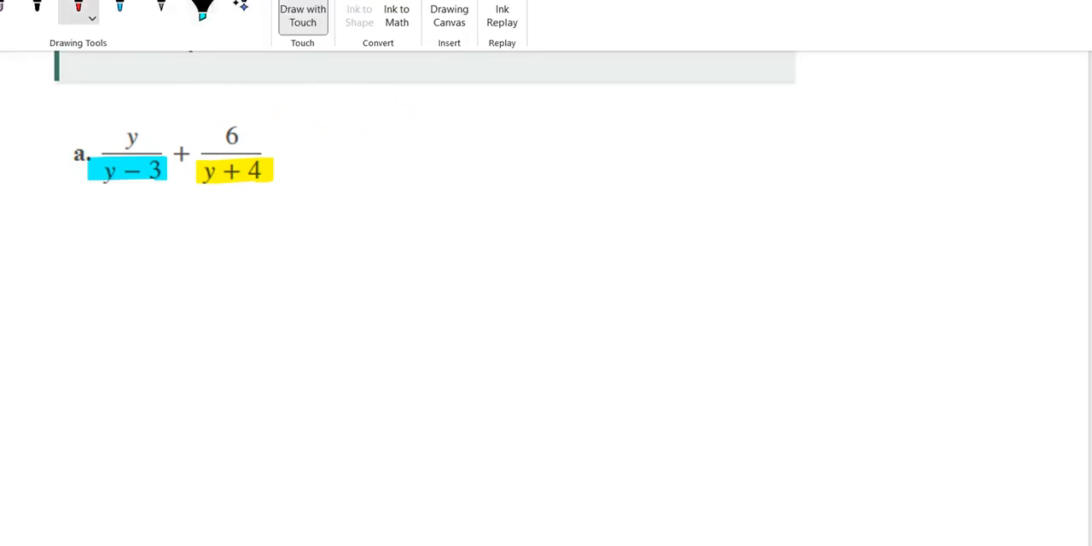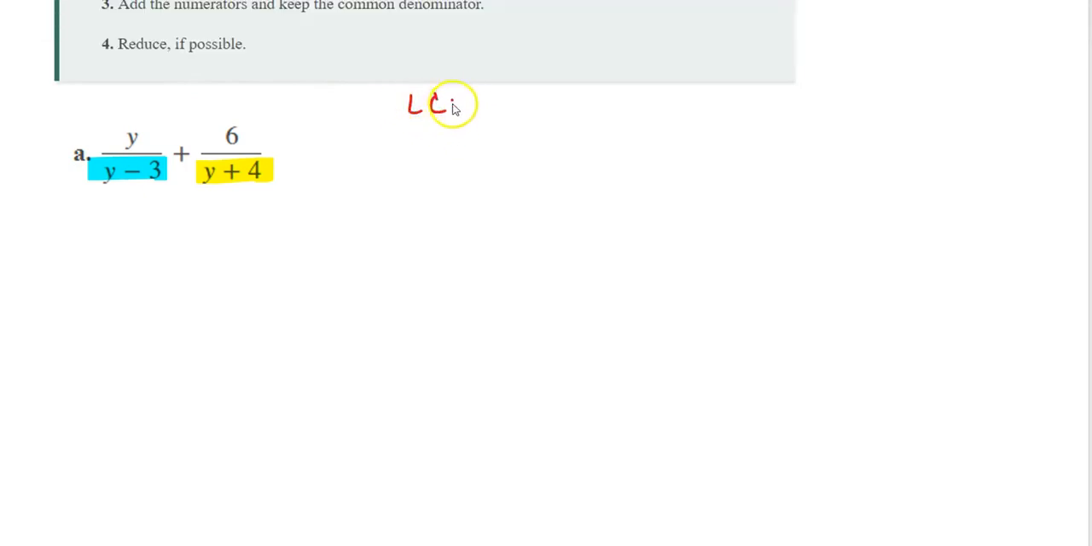Our least common multiples are, not y, and then after I get my least common multiples, I've got y minus 3 and y plus 4. Let me come down here, and I'll show you exactly how this is going to work out.